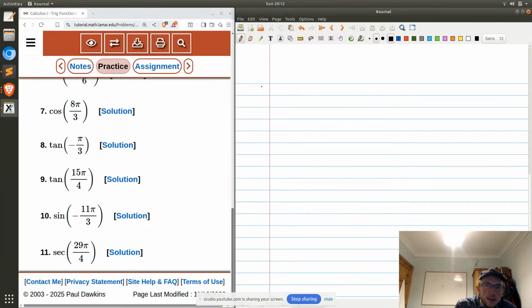Okay, problem 7. Cosine of 8 pi over 3. Reduce it, so subtract 2 pi from that. So it'll be the same as cosine of 2/3 of pi, which is cosine of 120 degrees, so just 30 degrees below the horizon, if you like. So it should be negative a half, I believe.